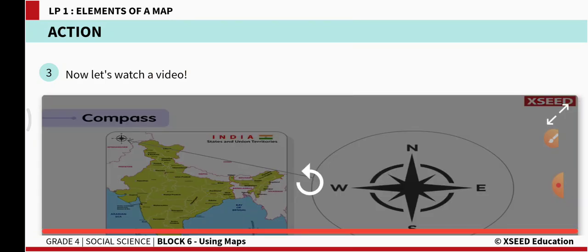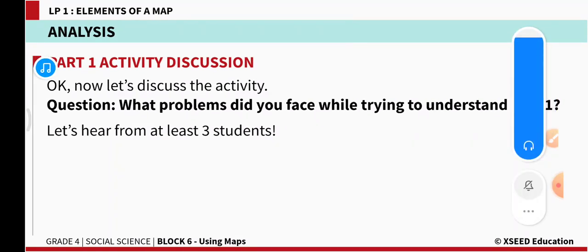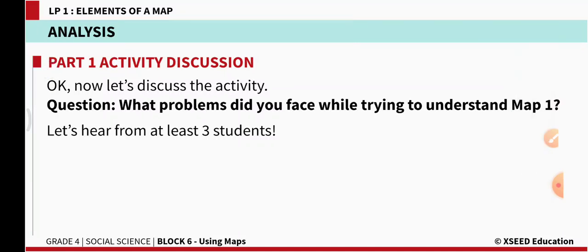Right? So we understood everything about the elements. Okay. Now it's time for: what problems did you face while trying to understand map 1? We observed 2 maps. So what did you understand by observing the first map? When we looked at the first map, we could only understand that it was a map of India and there were some colors on it.